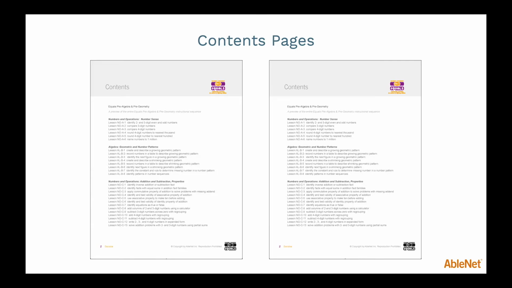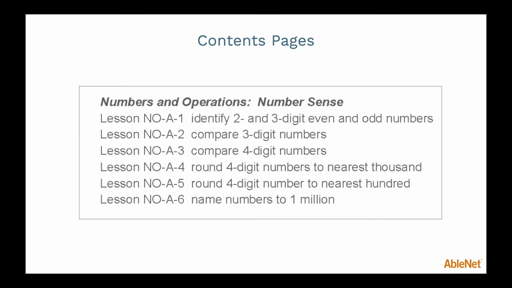The sections in Pre-Algebra and Pre-Geometry begin with Section A and go through Section Q. The naming convention in Pre-Algebra and Pre-Geometry begins with the content standard. In this example, it is numbers and operations. Then, the section letter, A in this example, and finally, the lesson number, 1. The 6 lessons shown on the screen make up Section A.